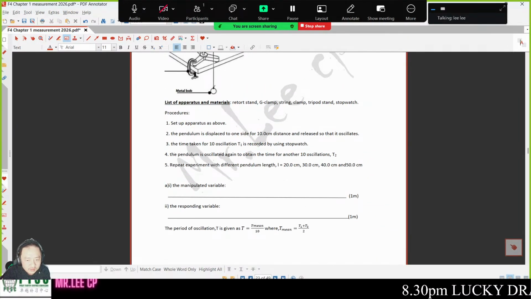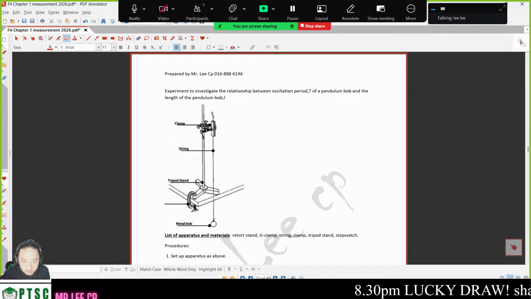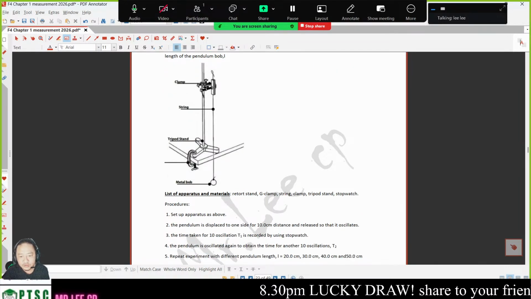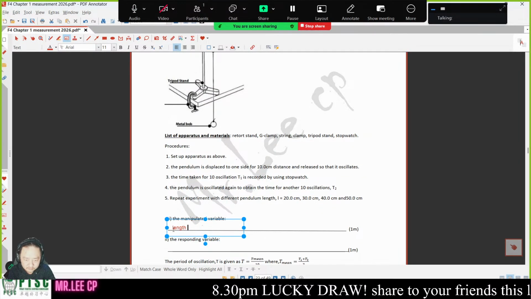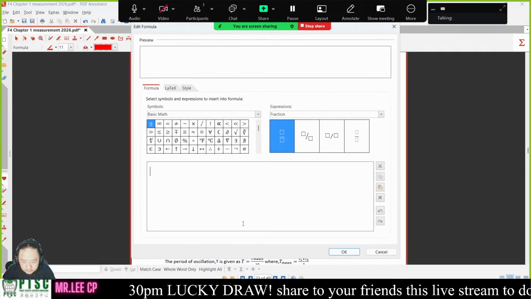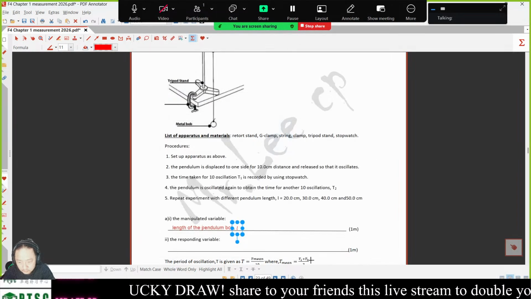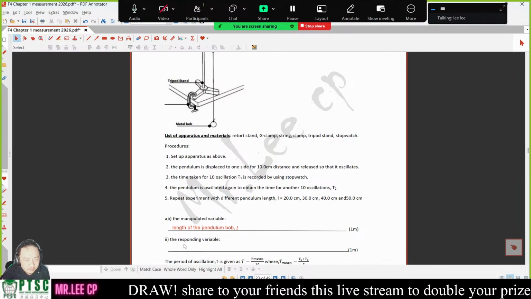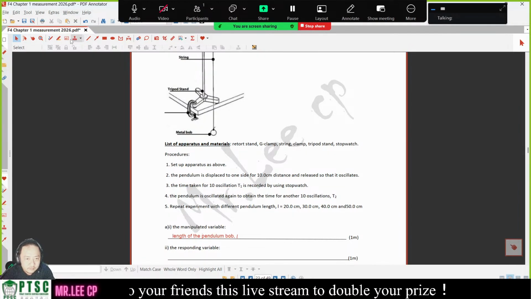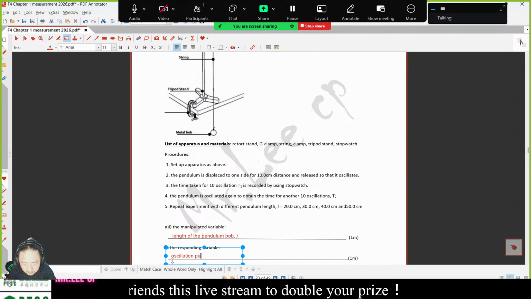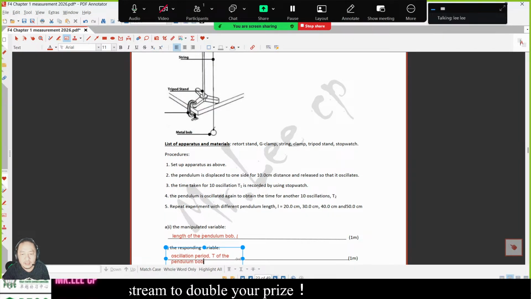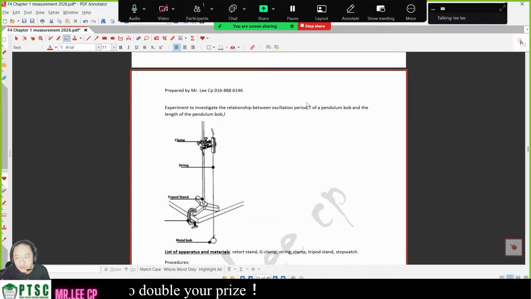So what is a manipulated variable? Oh, here. So manipulated variable, you need to copy everything here. The length of the pendulum bob, comma L. Even comma L you also need to put in. I will tell you why later. Length of the pendulum bob, L. So the responding variable is oscillation period T of the pendulum bob. T. You just copy. Don't ask me, Cikgu, why the T in the middle? They put in the middle, you follow. You don't use your own words.